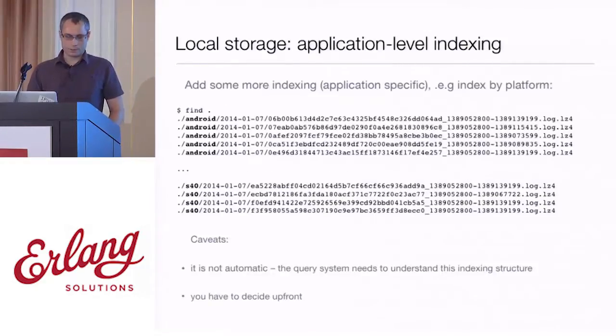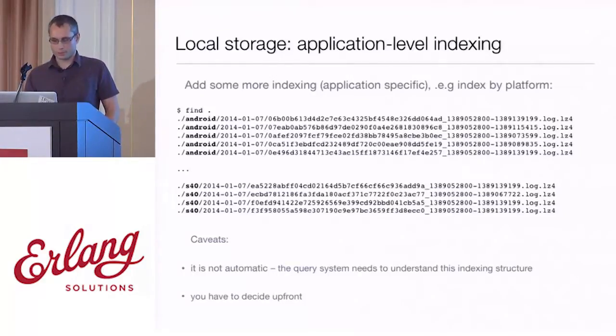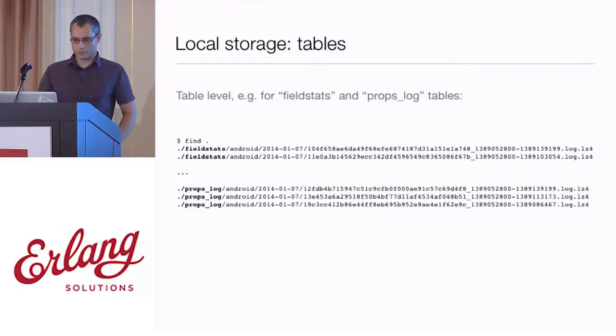You can do application indexing as well. For example, we index everything by platform, but this is very application specific, and it's not automatic. You have to do something in the query system in order to support that. And the worst part is that you have to decide about it up front, and you're not going to be able to change it. If you have multiple applications or multiple data streams, you just add another directory for tables.